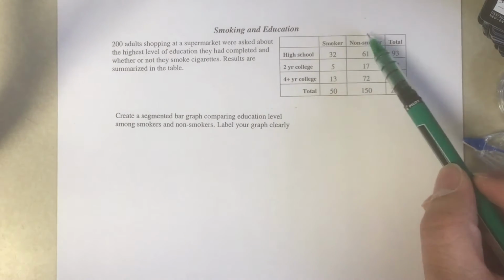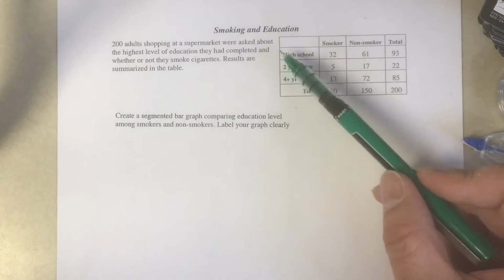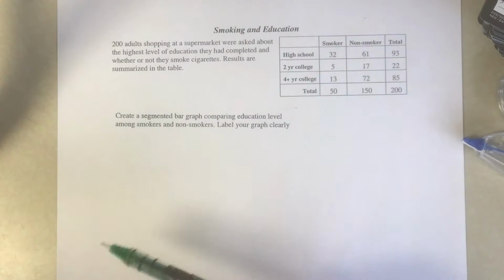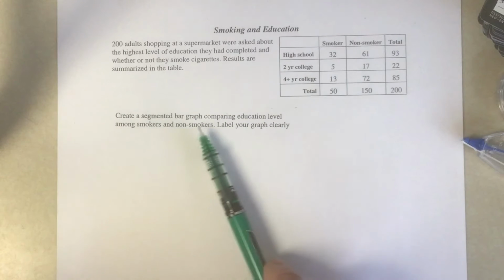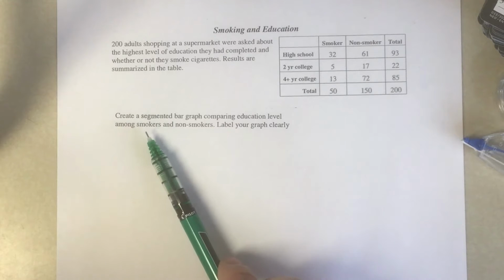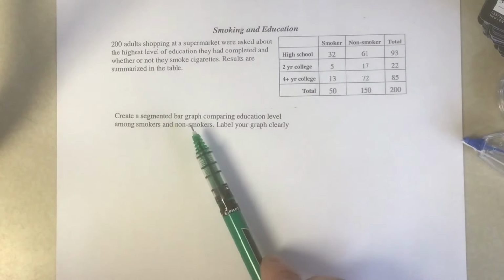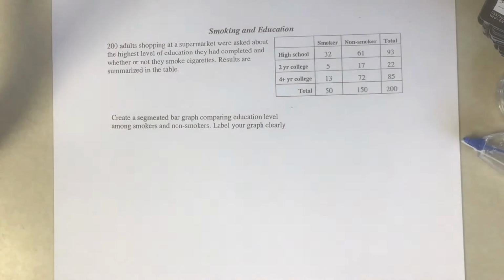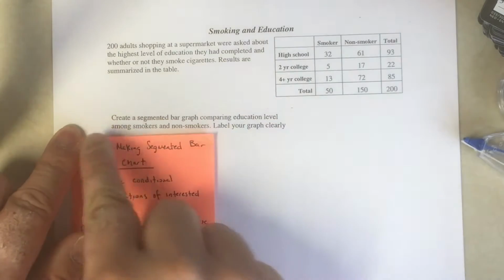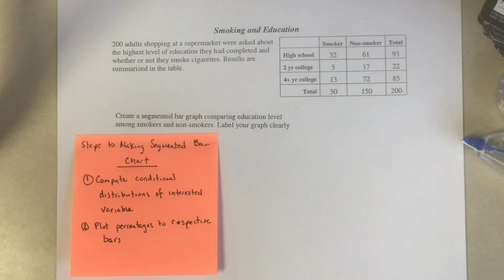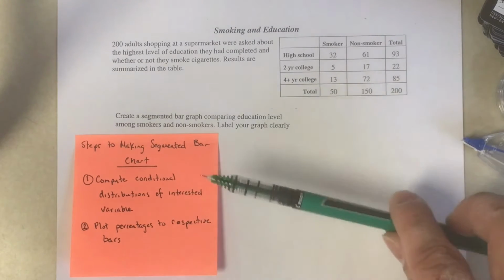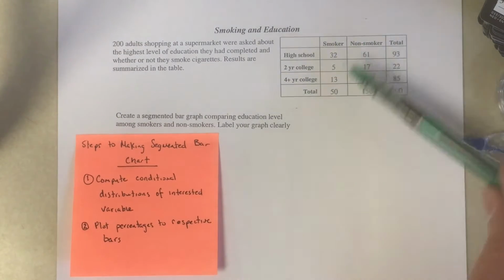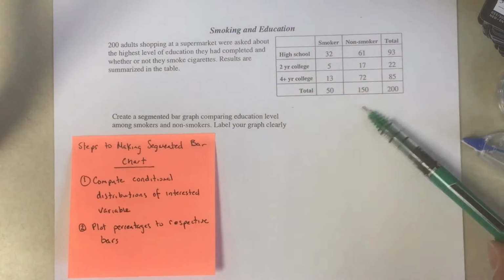So we can see we have one variable, smoking status, and level of education here. Okay, and we're asked to create a segmented bar graph comparing education level among smokers and non-smokers. So what we're going to look at is smokers and non-smokers, okay? And the first thing that you've got to do is figure out what conditional probabilities we've got to figure out here. So first step is to compute the conditional distributions of the variable of interest. We are looking at smoking status. So we're going to look at these columns here, all right?